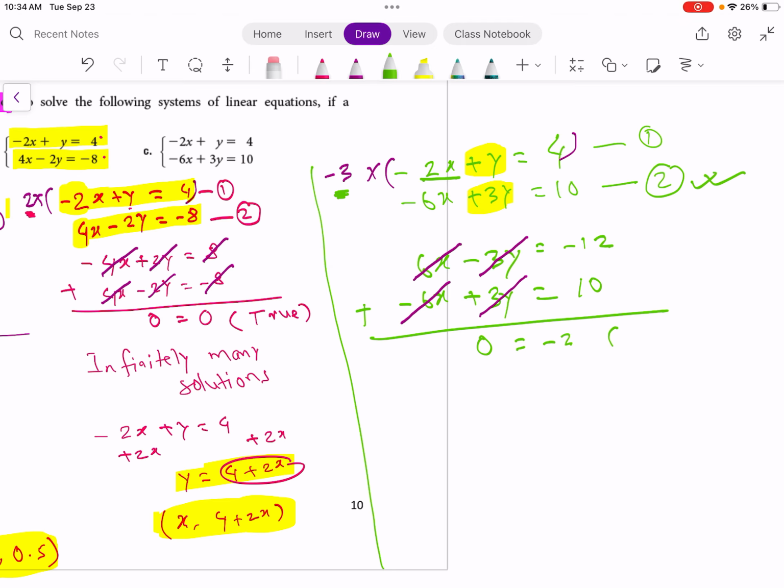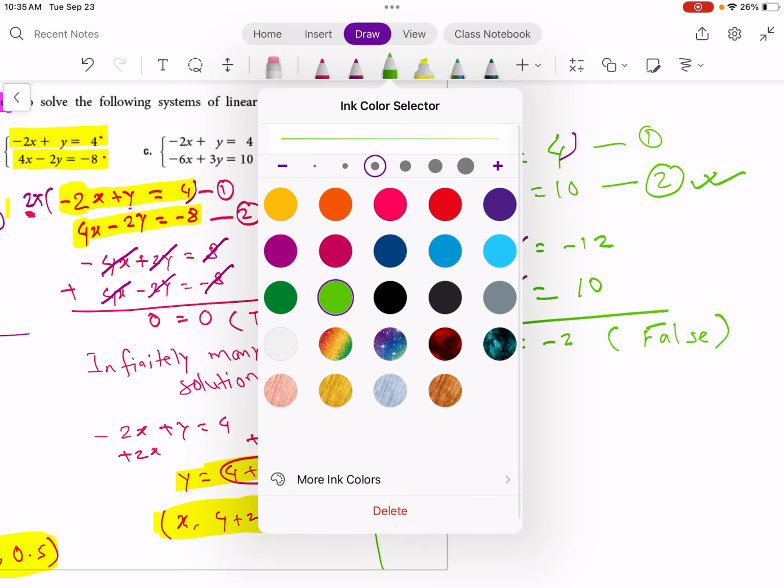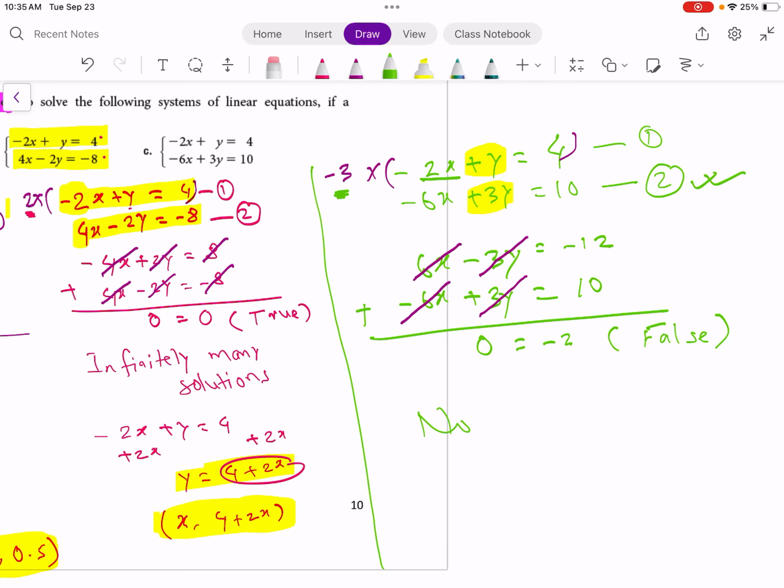Now is this true or false? 0 is not equal to negative 2, right? So false means there is no solution. So this system has no solution. And what does the graph look like if we graph this system of linear equations? We get parallel lines. So when your system of linear equations has no solution, it means the two lines are parallel to each other.